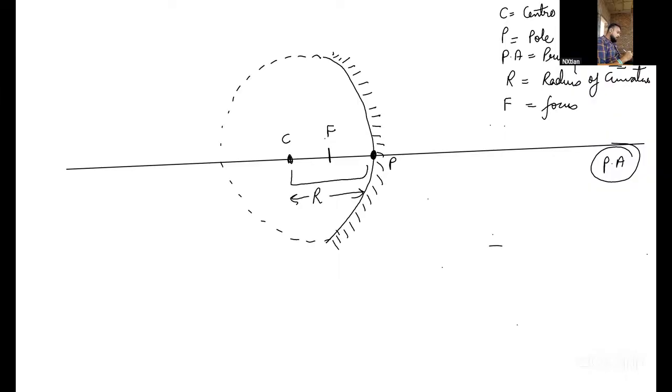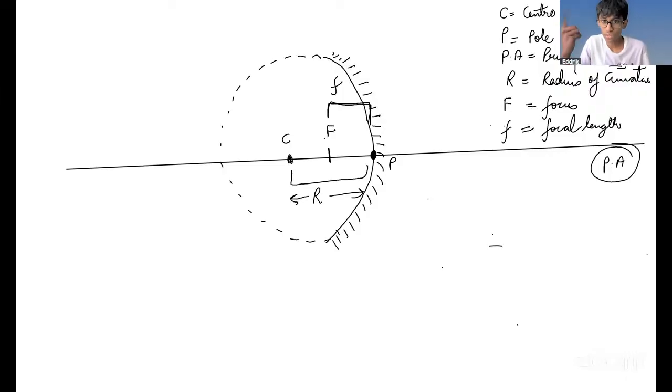Okay. And one more thing. The distance between the focus and the pole is called the focal length. So F is equal to R by 2.